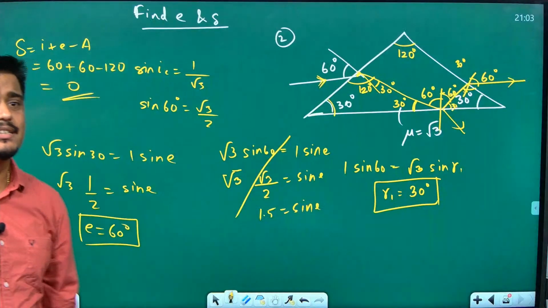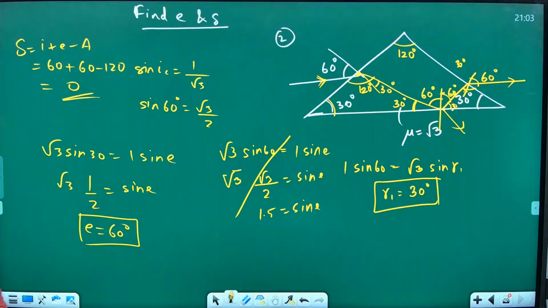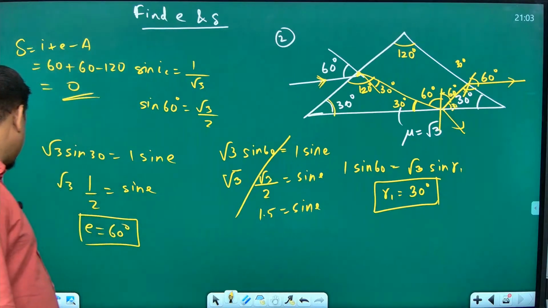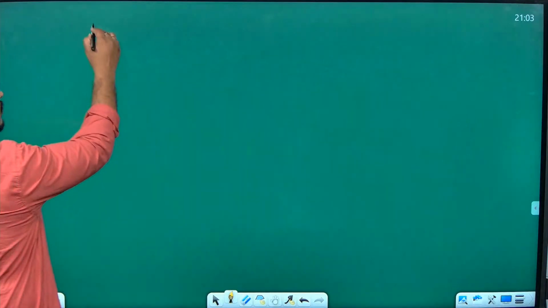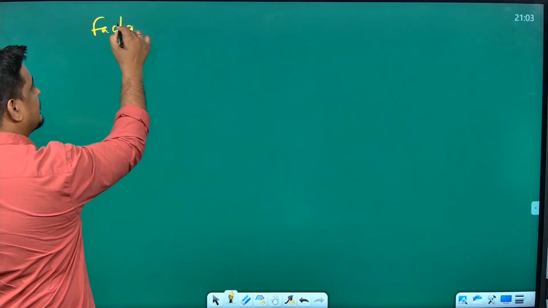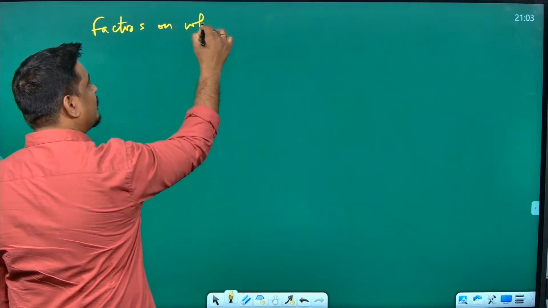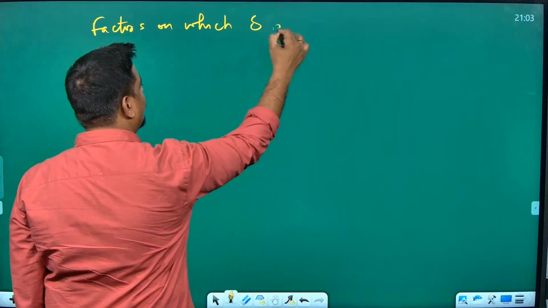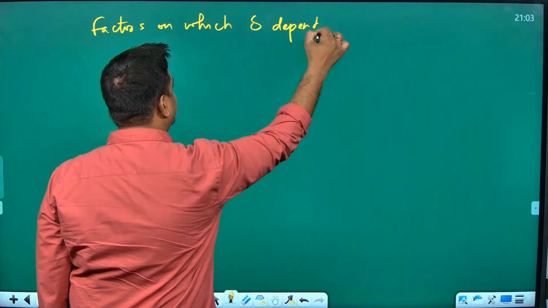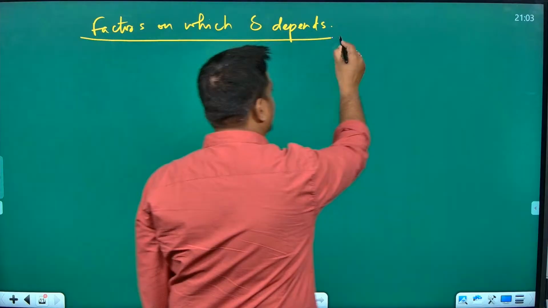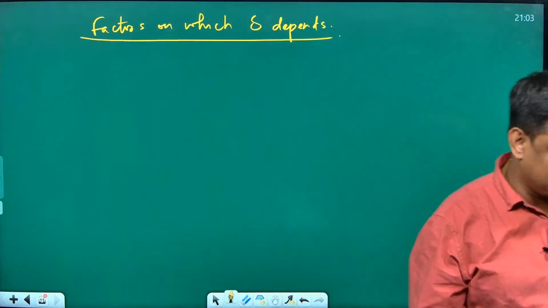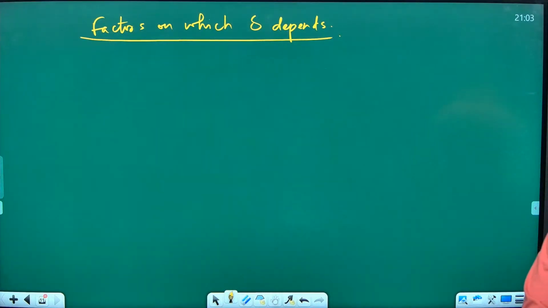Give the next heading as factors on which angle of deviation depends. Next topic is factors on which angle of deviation depends.